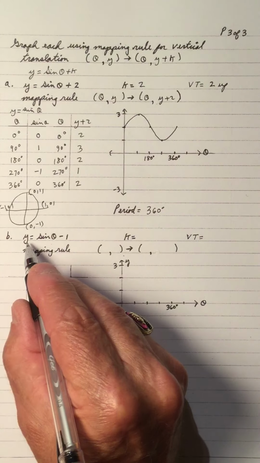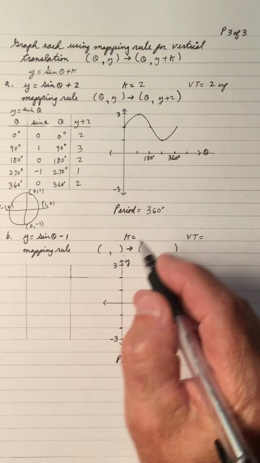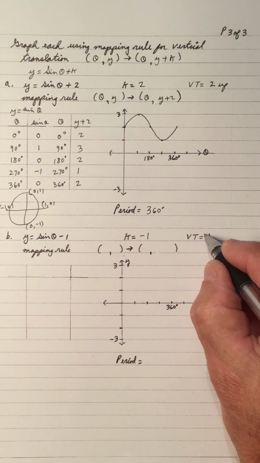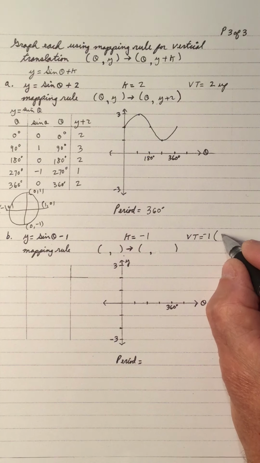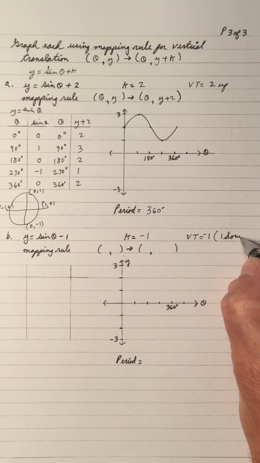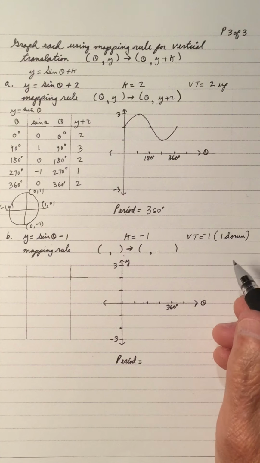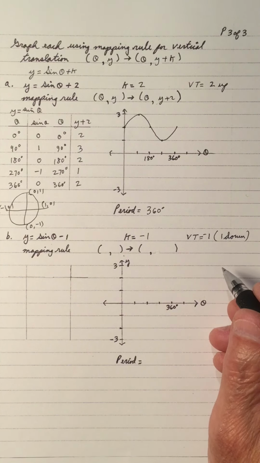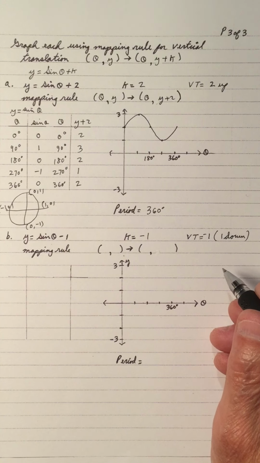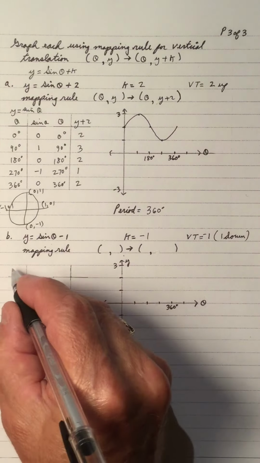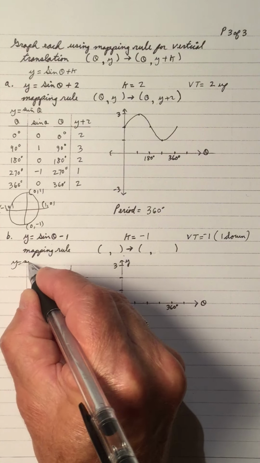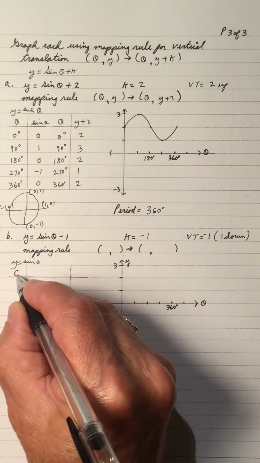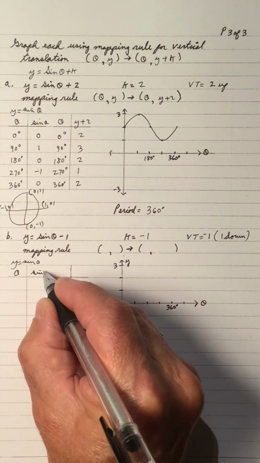Let's do another one. y equals sine theta minus 1. So k is a minus 1. So the vertical translation is a minus 1, which means it's 1 down. So all points on the basic graph will move, all the y values will move down 1. All points will move down 1. So again, y equals sine theta. And this is theta, and this is sine theta over to the y.